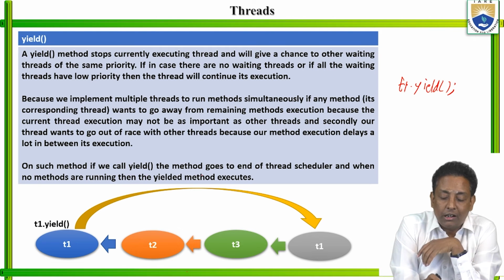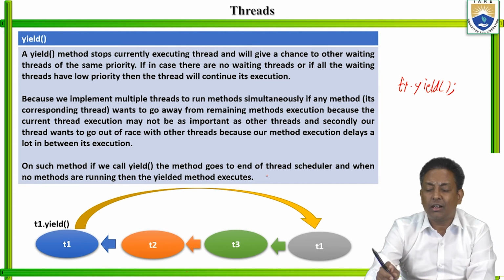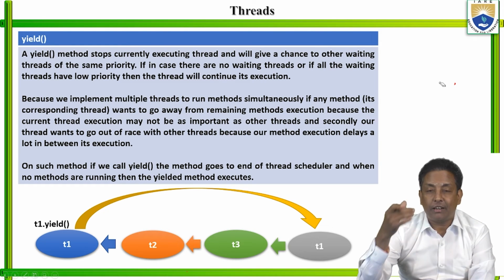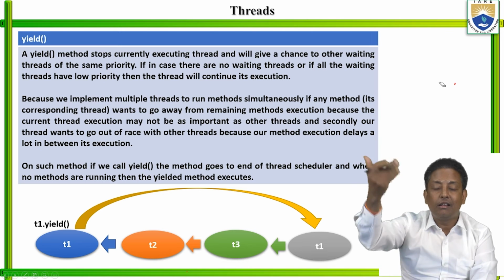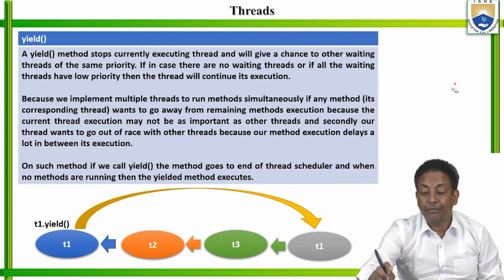If you call the yield method, the method goes to the end of the thread scheduler, and when no other methods are running, then the yielded method executes. So you can call t1.yield anywhere in the program. Mostly in the application, if you know the functionality while implementing the thread, you can use it in the method or in the thread. That you can decide.